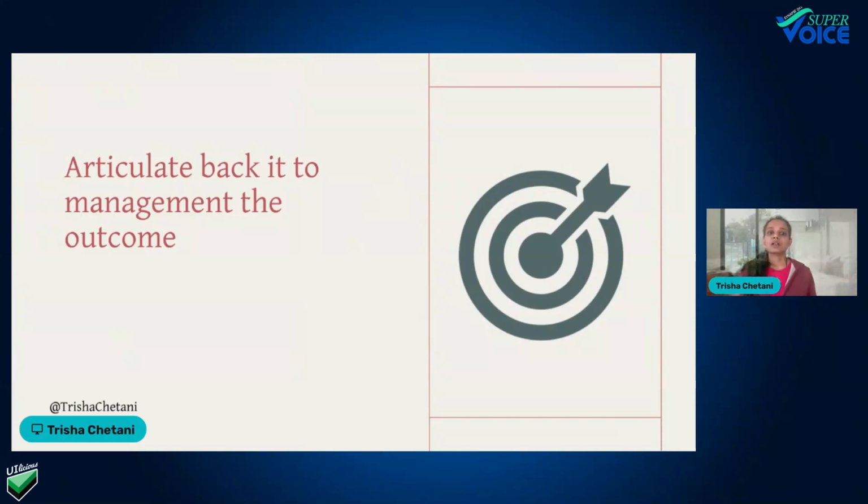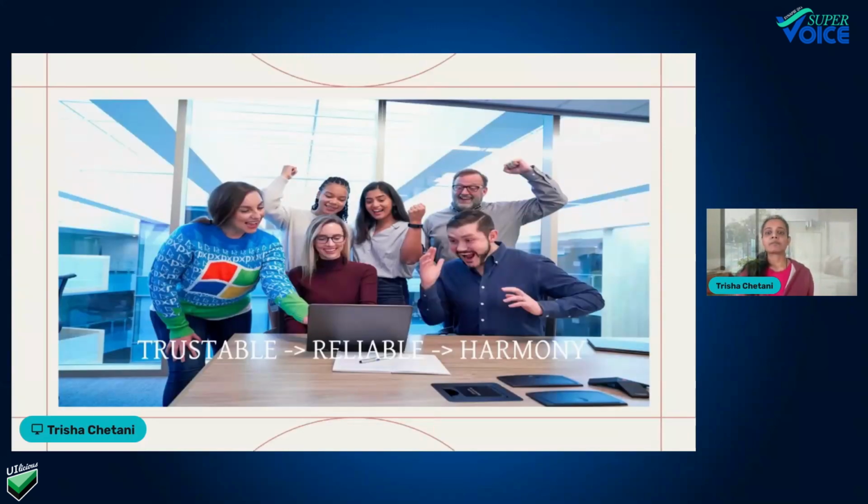How did we increase team productivity? We started having less context switching, less rework, no additional sprints, which helped us to improve ourselves. Since we did all this, we became more trustable, more reliable, and our team became more in harmony.